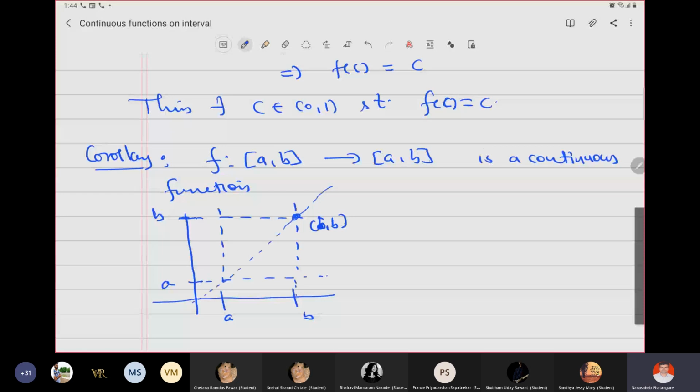Now, how will be the graph of this function? So domain is AB, codomain is AB. That means graph must lie in this square, right? Graph should not go outside the square. That is our restriction. And therefore, if you try to sketch the graph, it must intersect line y is equal to x. That is correct. What are the coordinates? C. But since that point lies on the graph, so it is f of c. Do you understand?